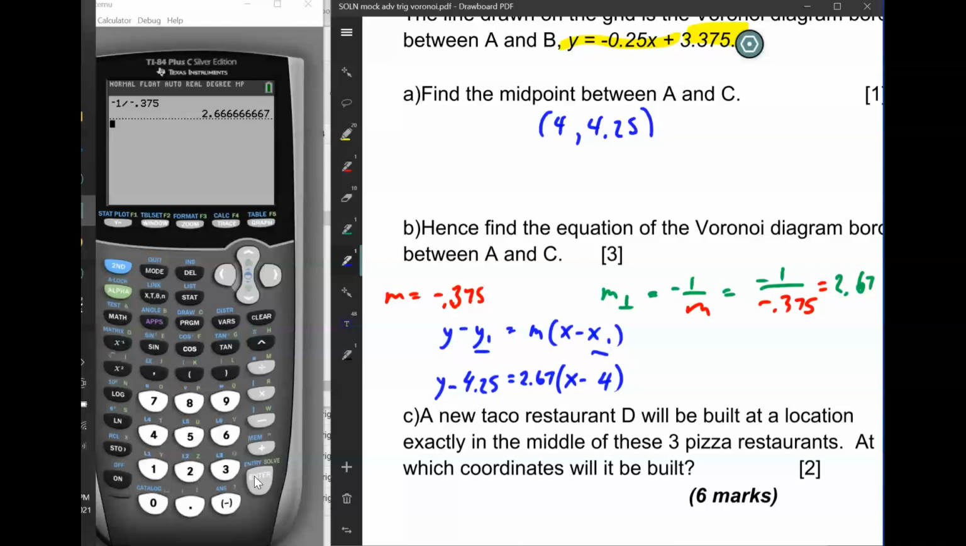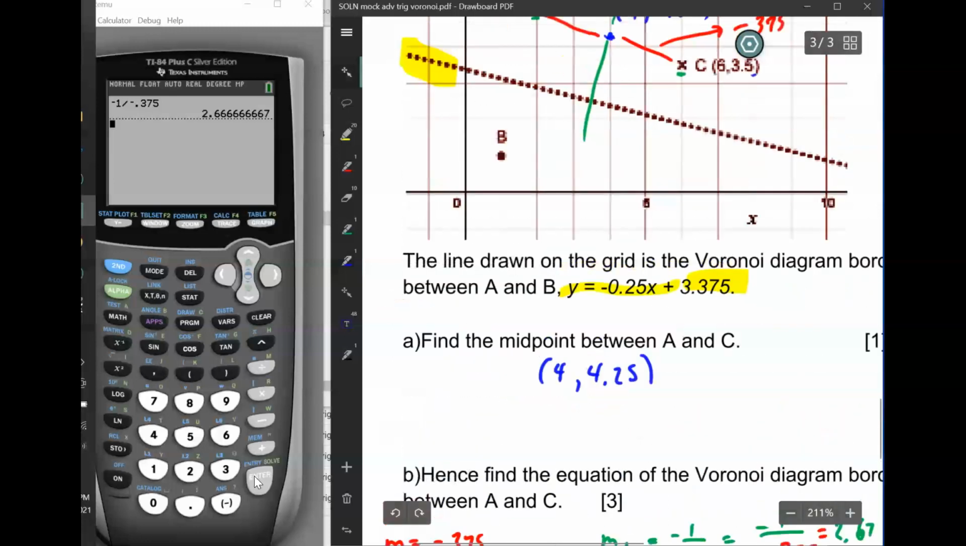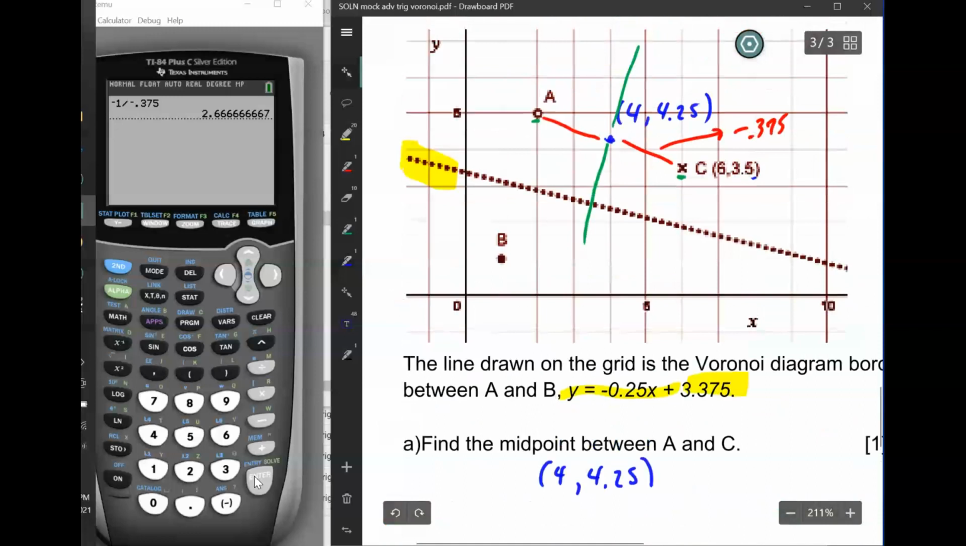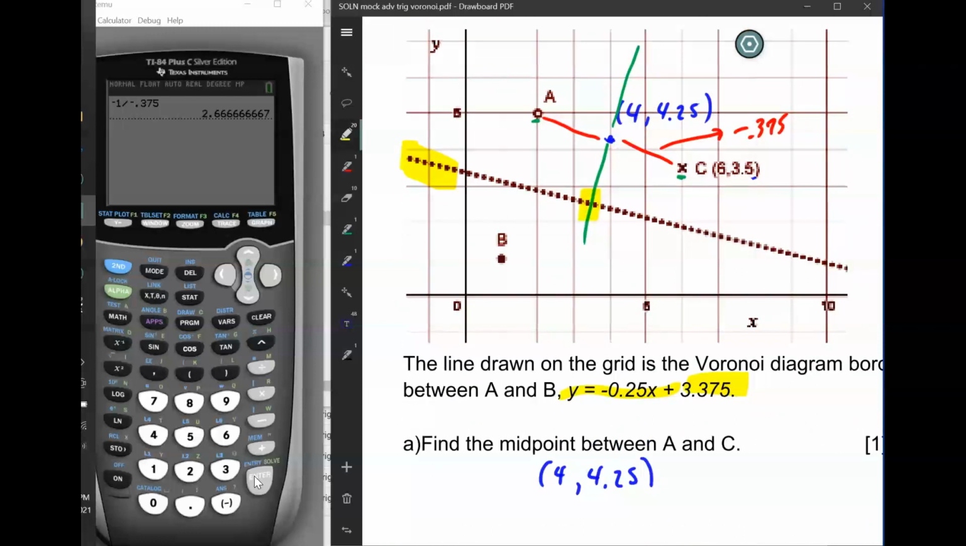Last thing, a new taco restaurant D will be built at a location exactly in the middle of the 3 pizza restaurants. At which coordinates will it be built? Now, this is the toxic waste dump problem. The toxic waste dump should be located at the vertex of the Voronoi diagram. In this particular case, the vertex is going to be at the intersection of the point they gave, the line they gave us, and the green line, which is the other border. So now we're going to find out what this intersection is.